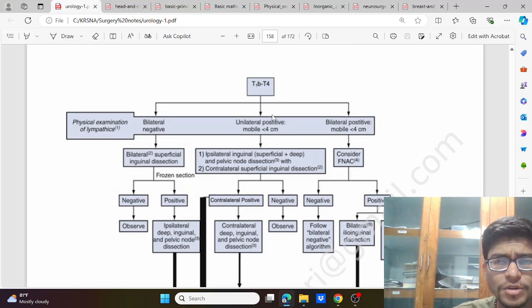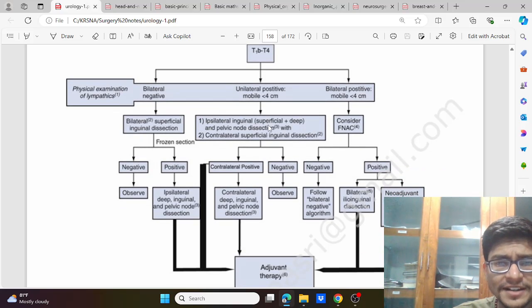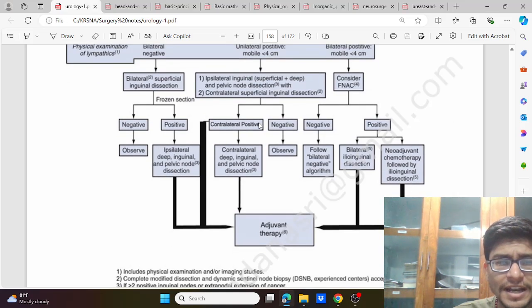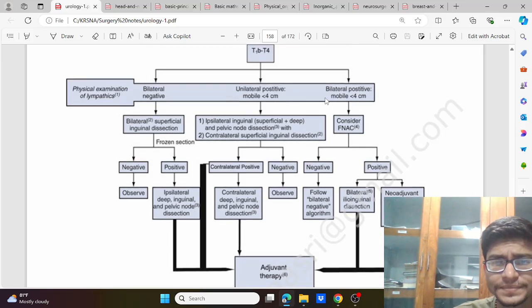If there is a unilateral positive node, which is mobile and less than 4 cm, we'll go for ipsilateral inguinal superficial and deep, and pelvic lymph node dissection with contralateral superficial inguinal lymph node dissection. If the contralateral is positive, we'll go for contralateral deep inguinal and pelvic lymph node dissection. If it is negative, then we'll observe.